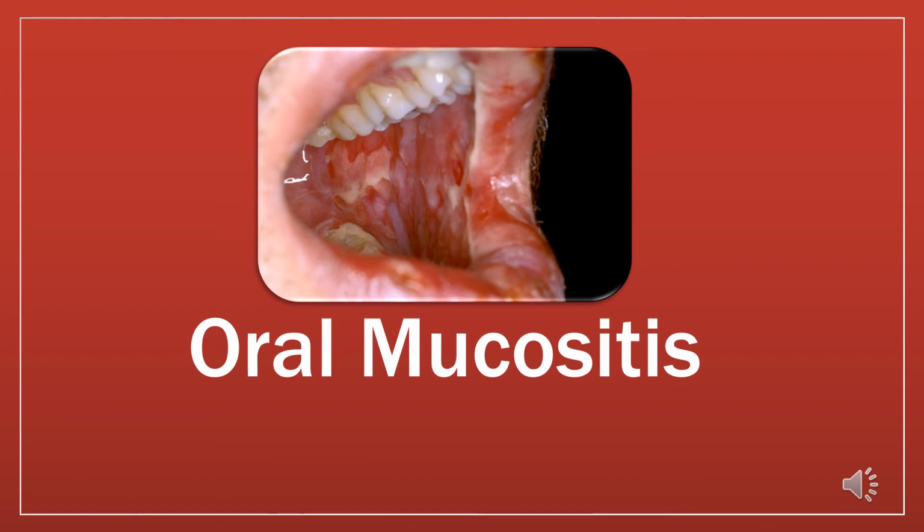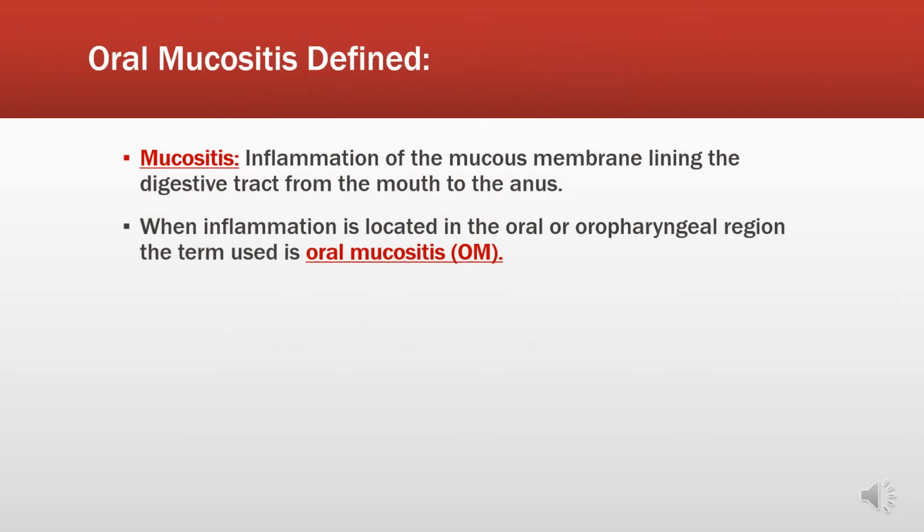The next condition we will be covering is oral mucositis. Oral mucositis defined. Mucositis can be defined as inflammation of the mucous membrane lining the digestive tract from the mouth to the anus. When this inflammation is specific to the oral or oropharyngeal region, we use the term oral mucositis.